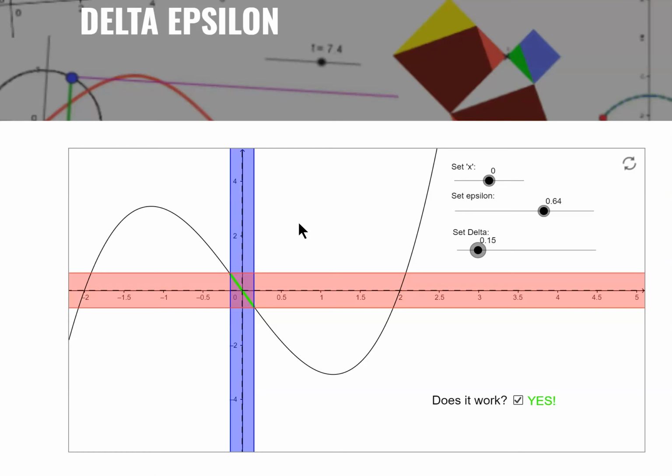And if I go less than 0.16, I now have portions of the curve where y values fall within that horizontal band, 0 minus 0.64 to 0 plus 0.64, that are valid. So the maximum value of delta that will ensure function values between 0 minus 0.64 and 0 plus 0.64 is a delta value of 0.16.